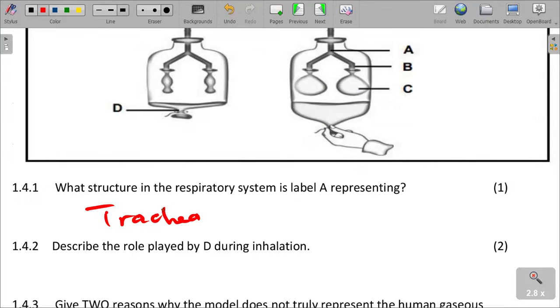D, the role played. We are talking about the intercostal muscles, which is actually showing the diaphragm. It identifies the diaphragm. D, we are saying that it is the diaphragm.